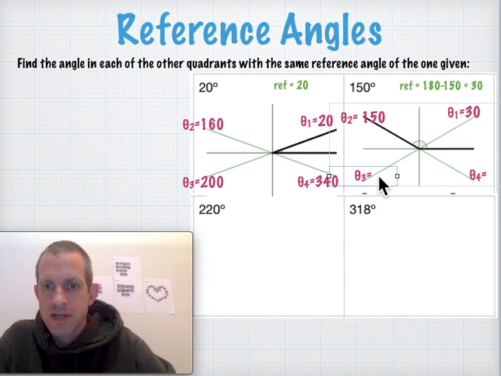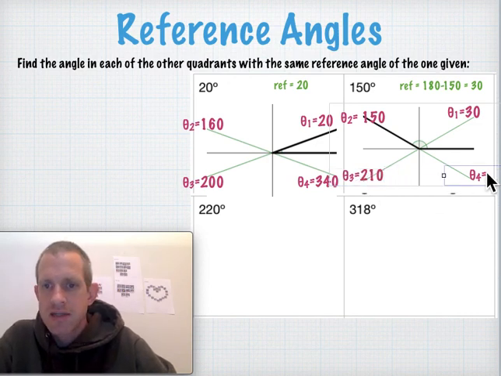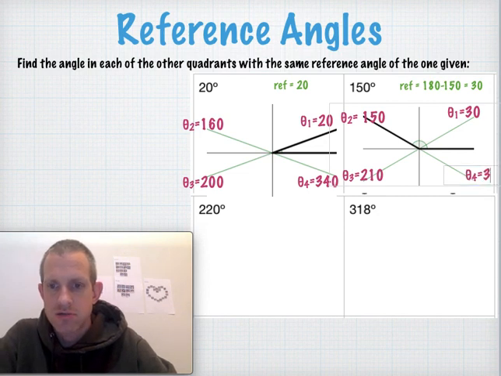So this angle down here is going to be our reference angle more than 180. So 180 plus 30 is 210 degrees. And here in quadrant 4, that is 30 degrees short of a full circle. So 30 degrees less than 360. 360 minus 30 is 330.